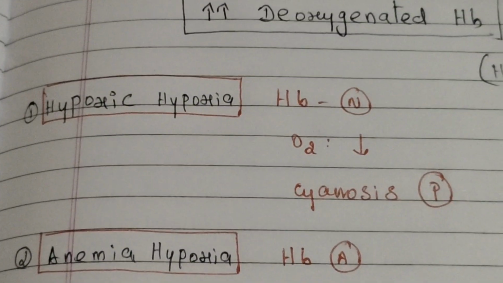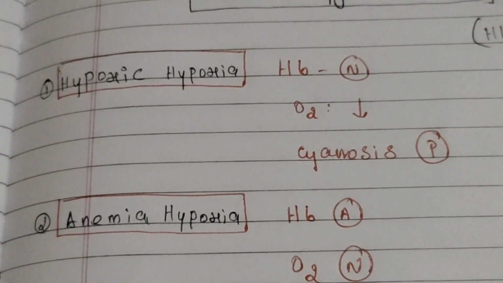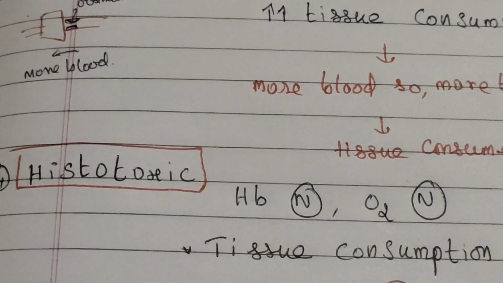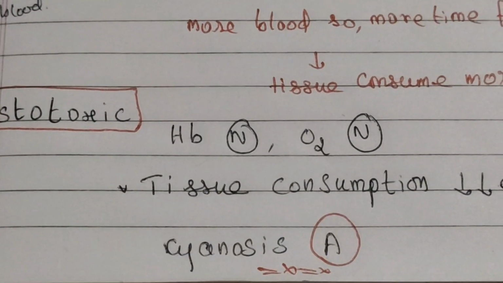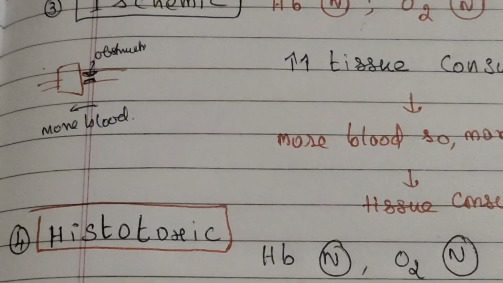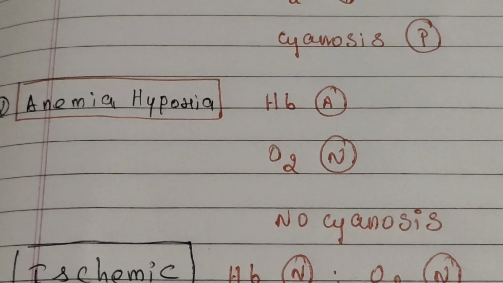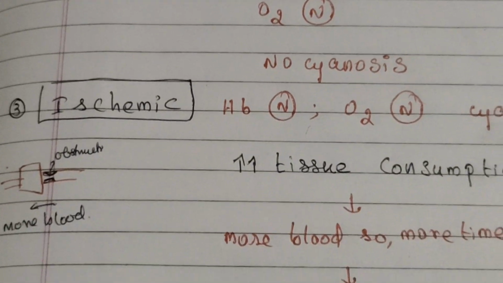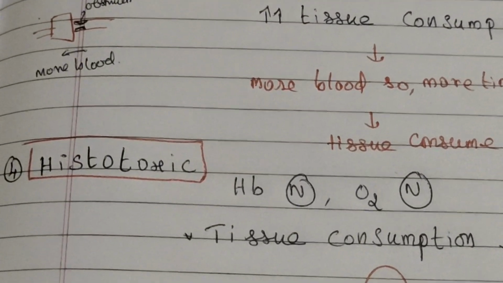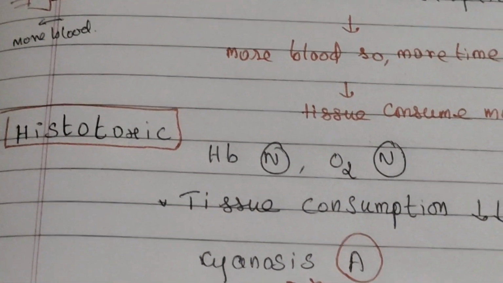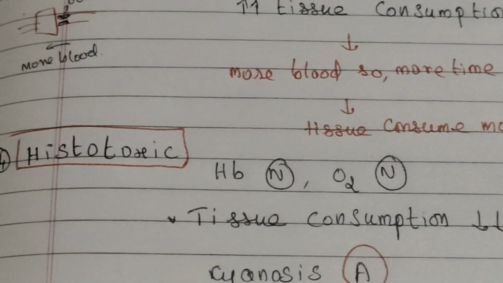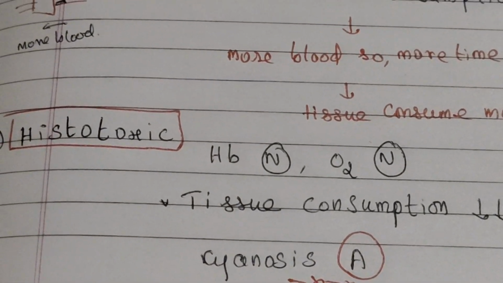In hypoxia, there is hypoxic hypoxia condition and histotoxic hypoxia condition, anemic hypoxia condition and ischemic hypoxia condition. First, anemic hypoxia condition, no cyanosis. Ischemic having cyanosis. Then histotoxic absence of cyanosis.